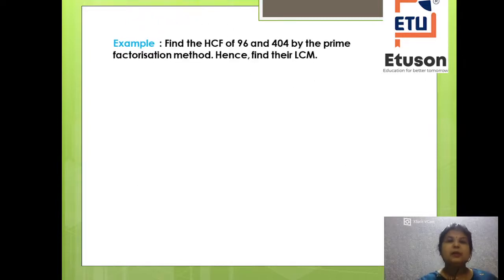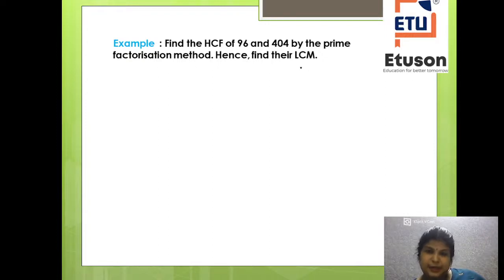What is the problem? Find HCF of 96 and 404 by the prime factorization method. Hence find their LCM. So here first we need to find out the HCF. Then by using the relationship between HCF and LCM, we will obtain the value of LCM. Correct. So let us first find out the HCF in the same way as we have done in the previous example. So I will first find out the factors of 96.